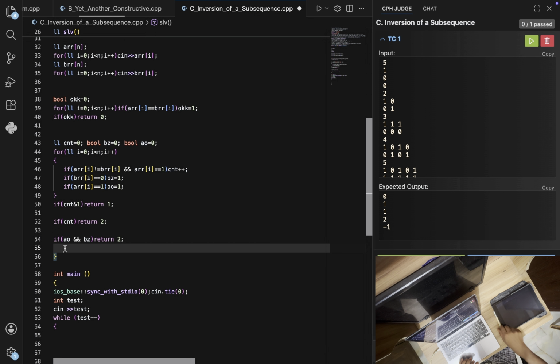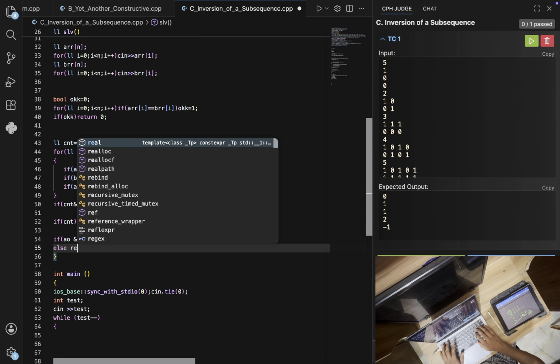Okay, if all of them are 0, what is going to happen? If all of them are 0, it's still possible actually, because I can just make it 0. If that happens, 0 0 0, it gives me directly the first case actually. I think it should work. Else, not possible.